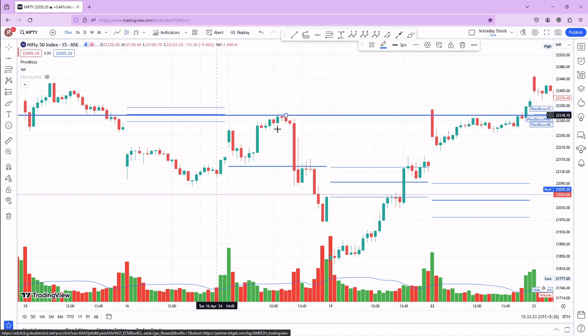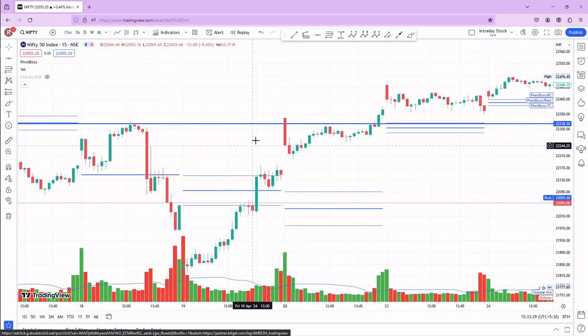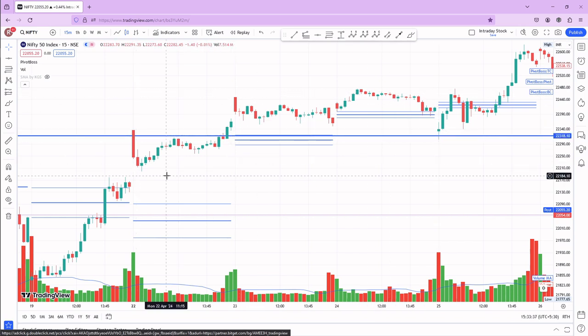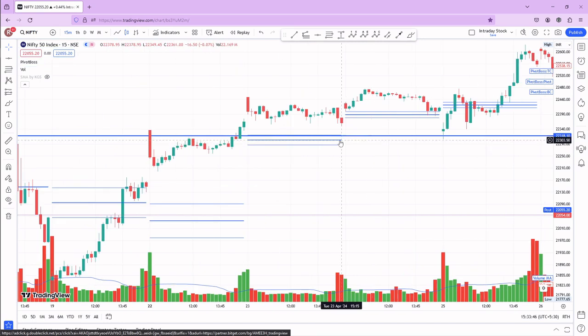I am marking a line over here. This is the virgin CPR formed over here. If you see, it has faced resistance 1, it has faced resistance 2, and then it has taken support. That means the resistance has converted to support. Okay, and one more thing you need to see is that another virgin CPR formed over here. So you can ignore the previous virgin CPR because it is on the same line. Now this will be considered as a virgin CPR.